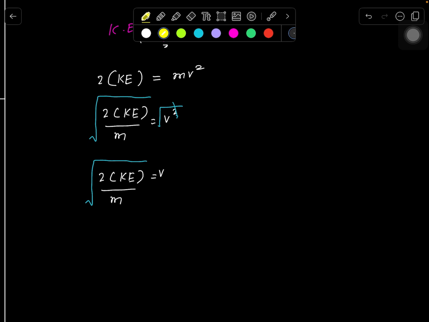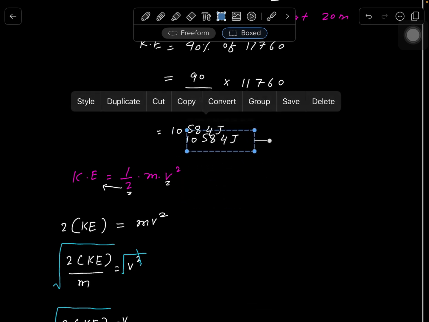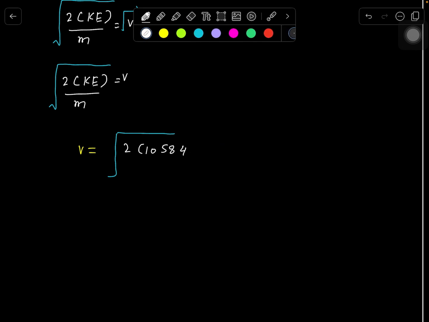Now we've established a formula to find v. All we need to do now is to plug in the values. So v equals under root 2 into, what's the value of the kinetic energy over here? What's the value of the mass? 60 kilograms. Plug these values in your calculator and you would find your answer to be the square root of 352.8, and that's equal to 18.783 meters per second.